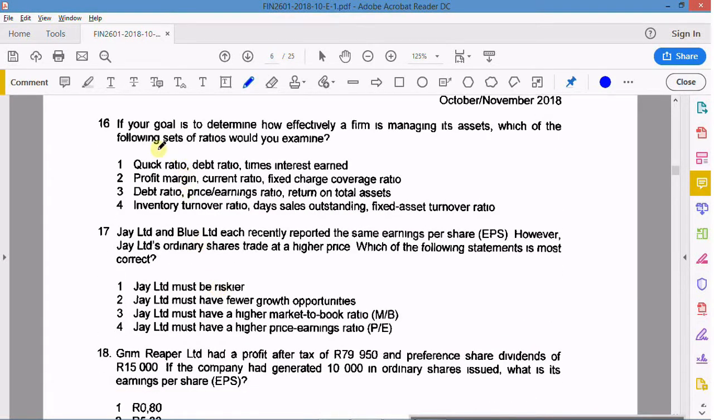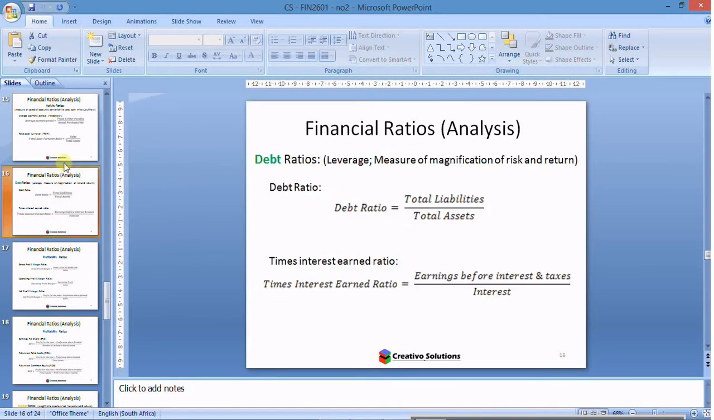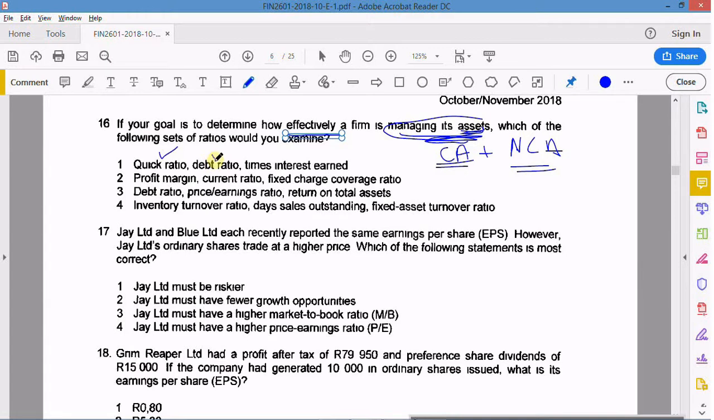Okay, more theory. If your goal is to determine how efficiently, or effectively rather, a firm is managing its assets, which of the following sets of ratios would you examine? This is managing assets, so current, short-term and long-term, non-current and current assets. The focus is on assets. Quick ratio, yes, that looks at short-term assets. The debt ratio is total liabilities over total assets. There's the total assets, so that would also be correct.